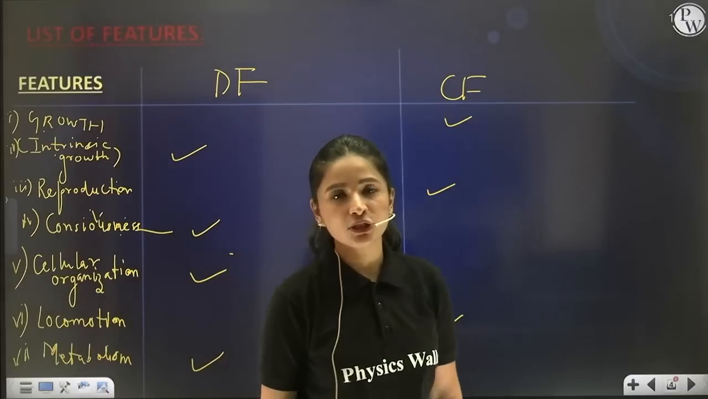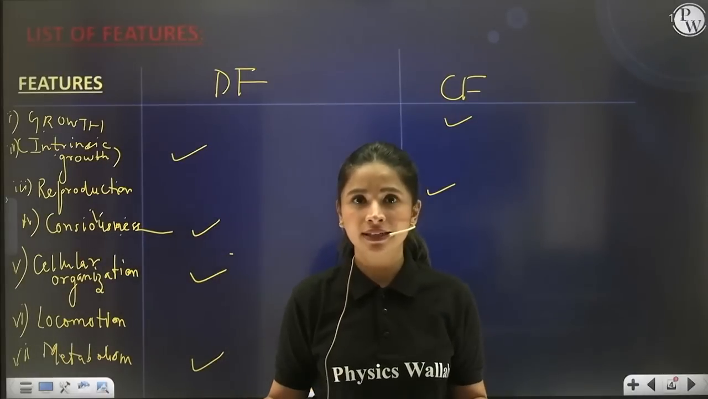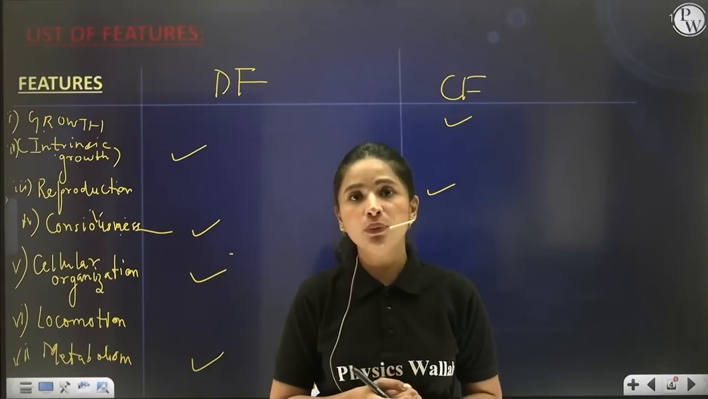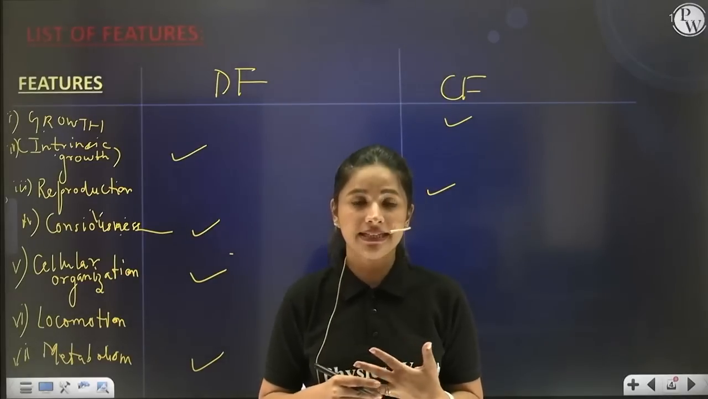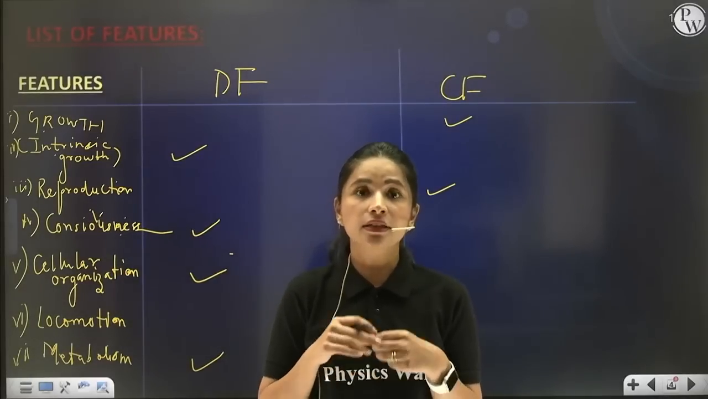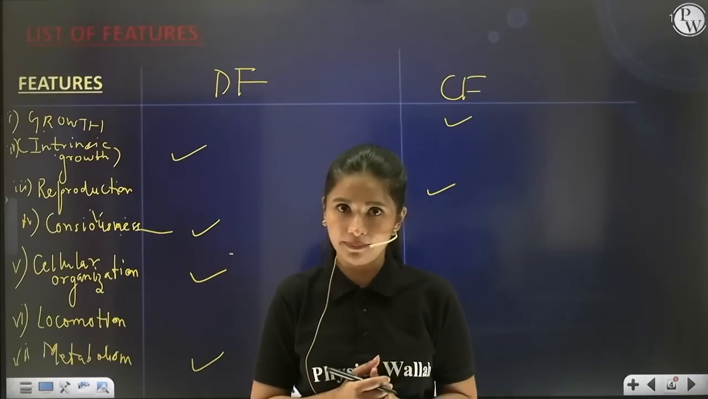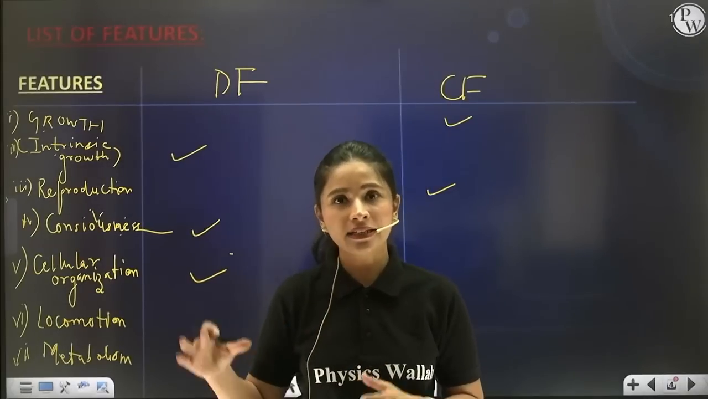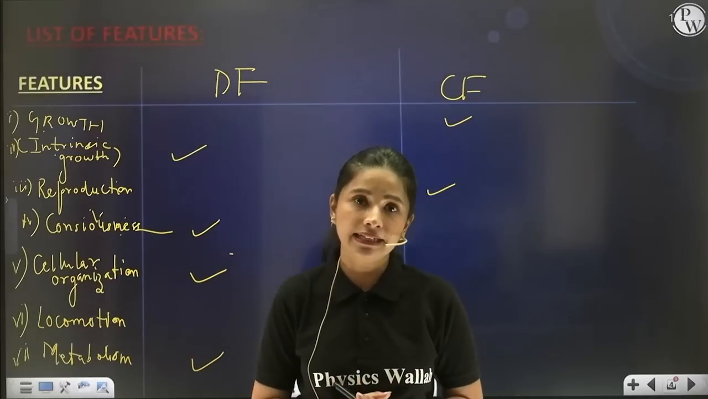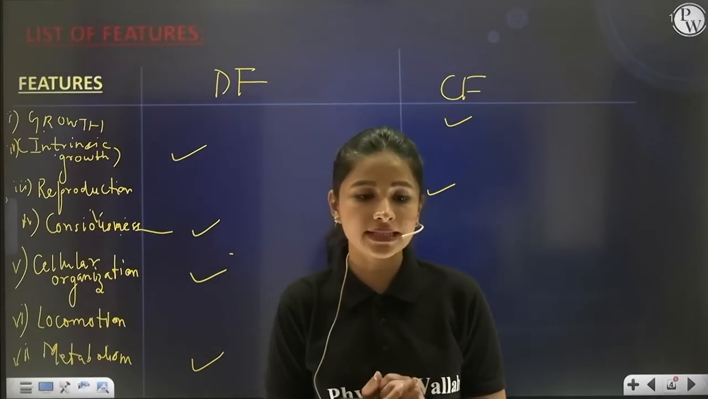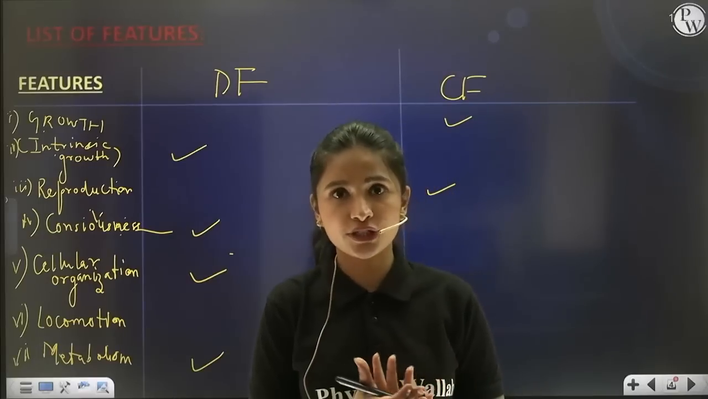Clear to each and every student? All the features? Okay, very good. And now we are going to continue with the next part of the chapter, that is diversity in the world. Biodiversity. I hope till here the difference between living, non-living, defining, non-defining is clear. Okay, ji. So let's start with diversity.